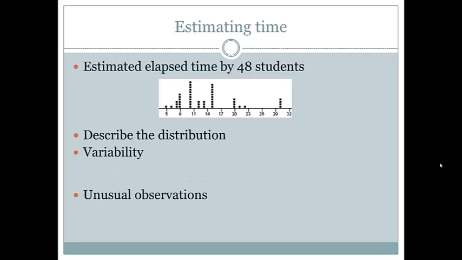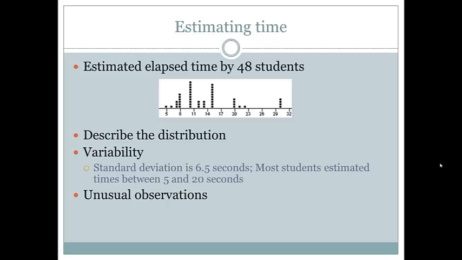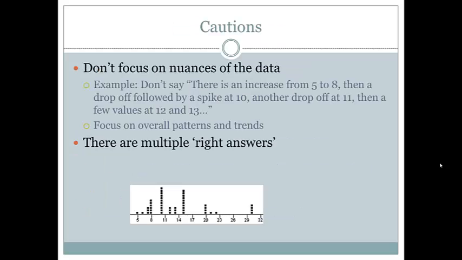Third characteristic to talk about, variability. One option is to use the standard deviation and say the standard deviation of this data set is 6.5 seconds. You could also say something like most students estimated times between 5 and 20 seconds, with all guesses occurring between 5 and 30 seconds. Finally, unusual observations. A few students guessed very long amounts of time here. 30 seconds was a guess for 4 of the 48 students.